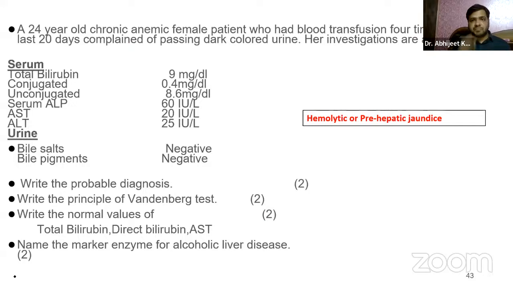Now coming on to the next one, guys. The question says a 24-year-old chronic anemic female patient who had blood transfusion 4 times in the last 20 days complained of passing dark colored urine. Her investigations are as follows. Total bilirubin is given, conjugated, unconjugated, alkaline phosphatase, AST, ALT. Even bile salts and bile pigments in the urine are negative.